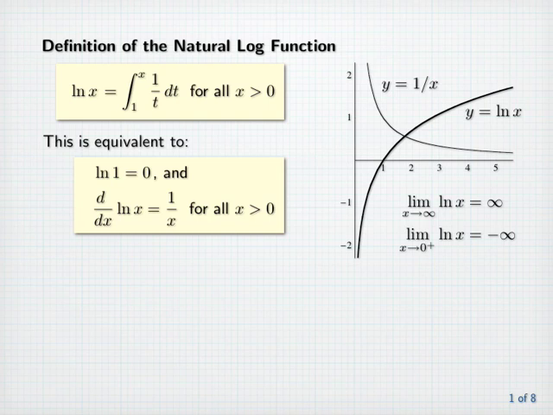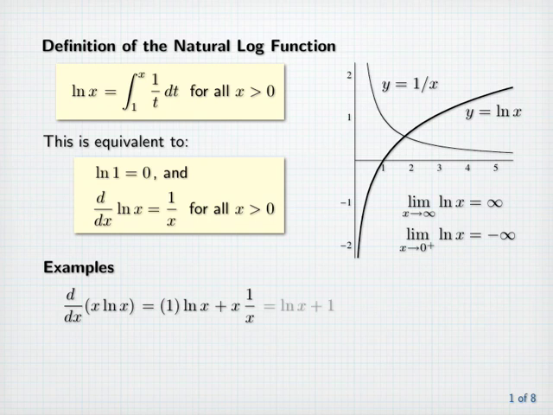So in effect, we have defined a new function whose derivative is 1 over x for all x greater than 0. Let's look at a couple of example derivative computations. Let's take the derivative of x times the natural log of x. We'll use the product rule. The derivative of the first factor is 1, so we have 1 times the second factor, natural log of x, plus x times the derivative of the natural log of x, which is 1 over x. So simplifying gives us natural log of x plus 1.